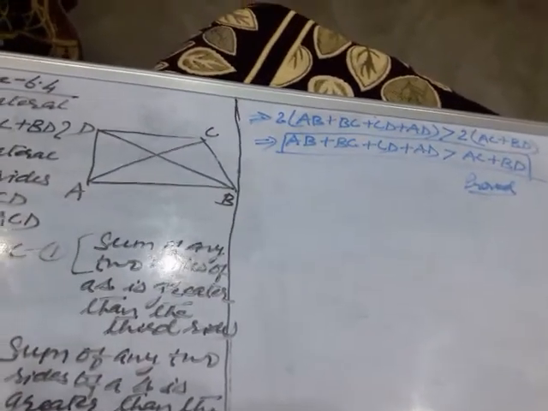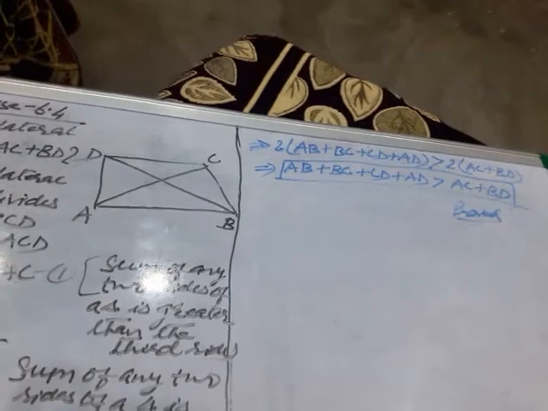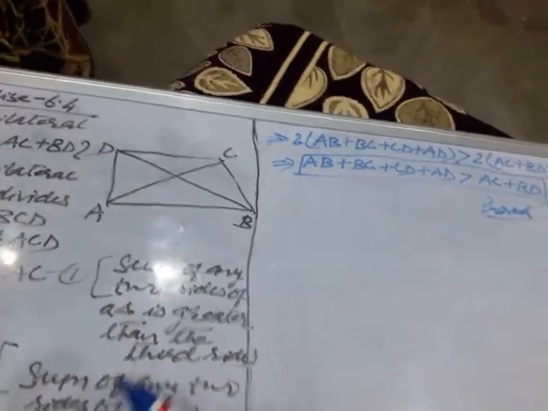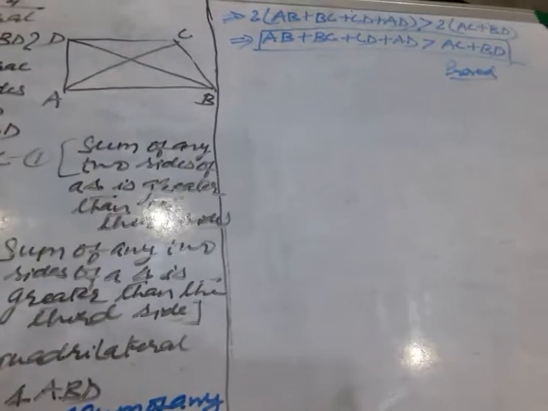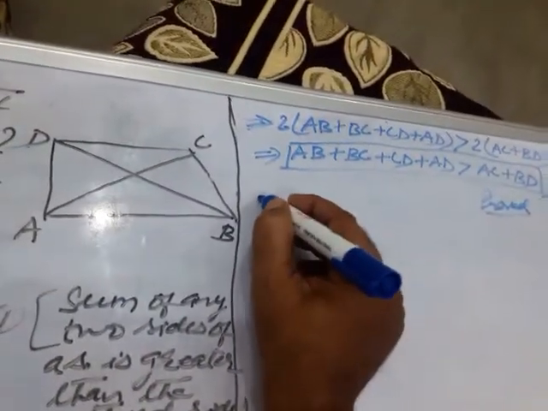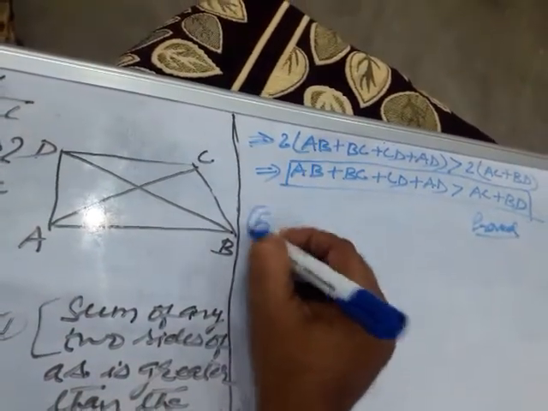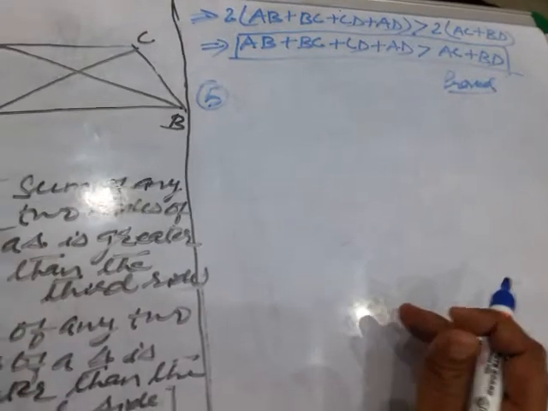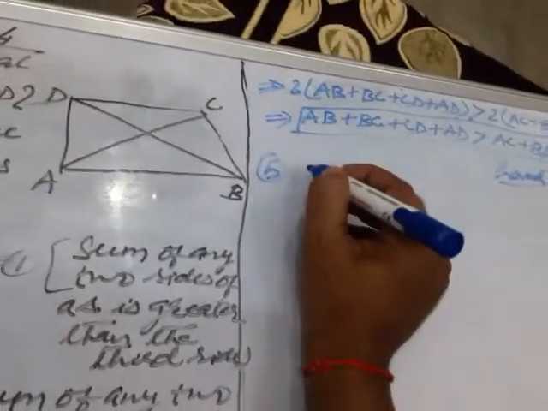Both of these questions are very important, children. Clear? In view of your examination, clear? They are in the category of HOTS, that is higher order thinking skills. Now question number 5. What is question number 5, children? Question number 5 states that ABCD is a quadrilateral.